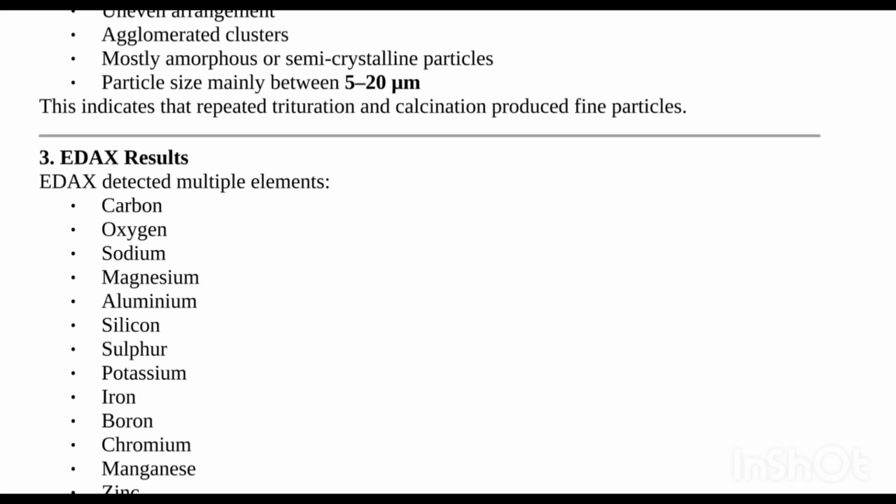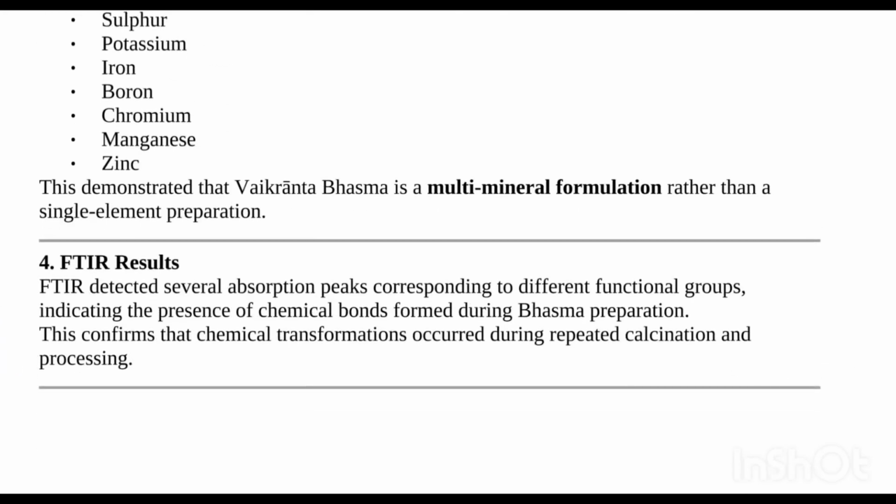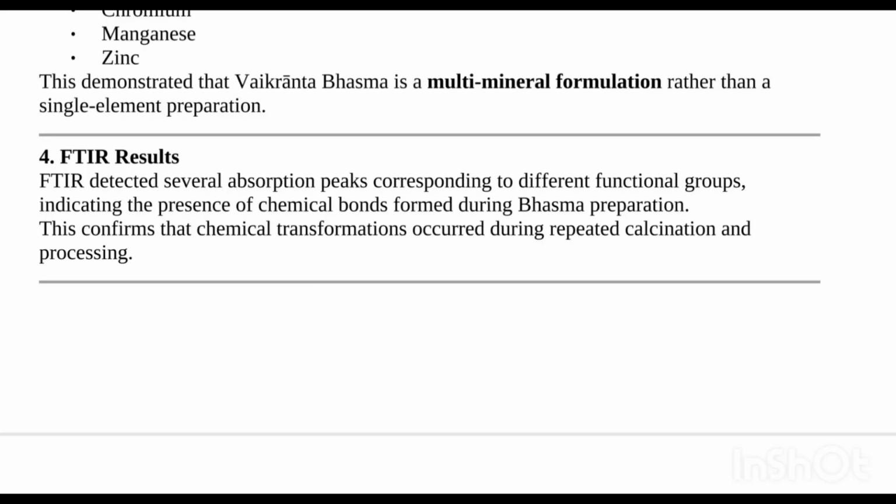In the EDAX result, multiple elements were detected, like carbon, oxygen, sodium, magnesium, aluminium, silicon, sulfur, potassium, iron, boron, chromium, manganese and zinc. This demonstrates that Vaikrant Bhasma is a multi-mineral formulation rather than a single elemental preparation.